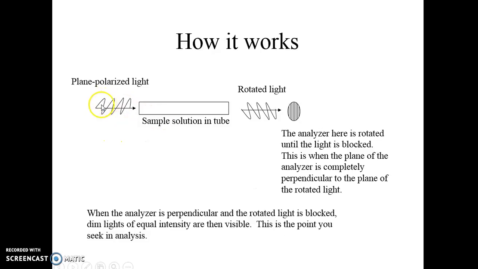So here it is. The light goes through the sample, and it comes out. The plane of light is rotated, and then the analyzer, you rotate it until the light goes through, and then you know how much it's been rotated.